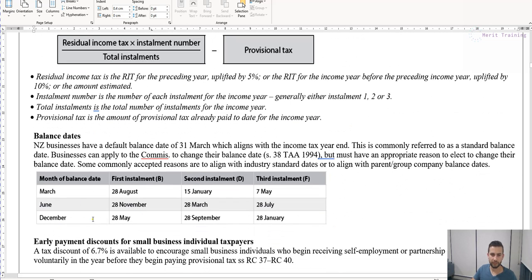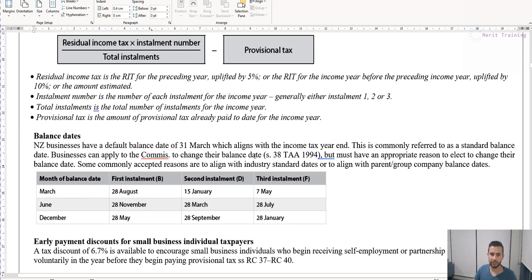So the different dates that each of the installments are due are down here. Now, most businesses in New Zealand have a default balance date. Balance date is basically like the financial year end at 31 March, which aligns with the income tax year.